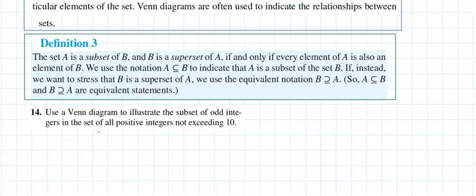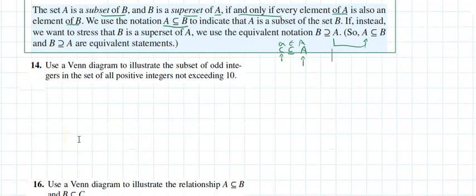A set A is a subset of B, and B is a superset of A, if and only if every element of A is also an element of B. We use this notation for subset. This indicates that this is an element. This indicates that this is a subset. All the elements in this set are also in this set. And you could use the notation forward or backward. That indicates the same thing.